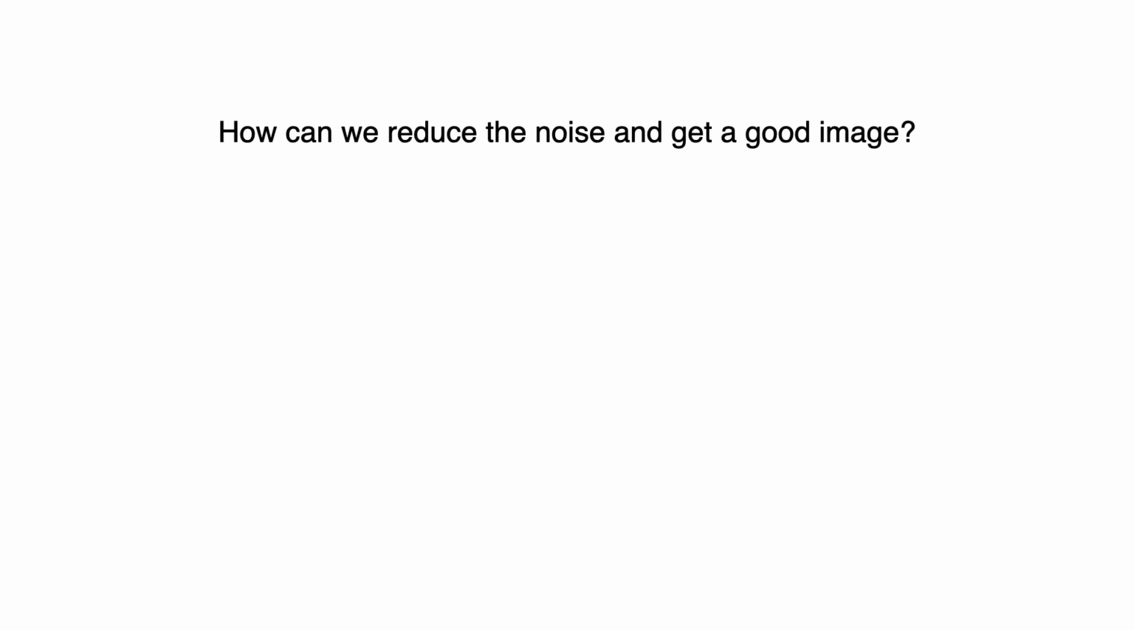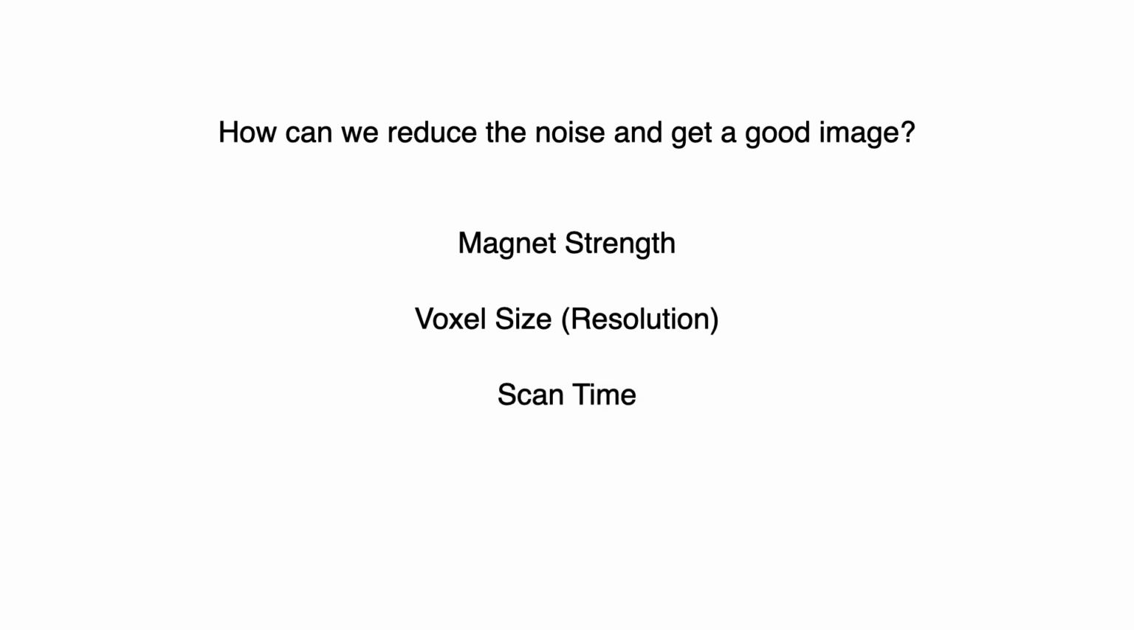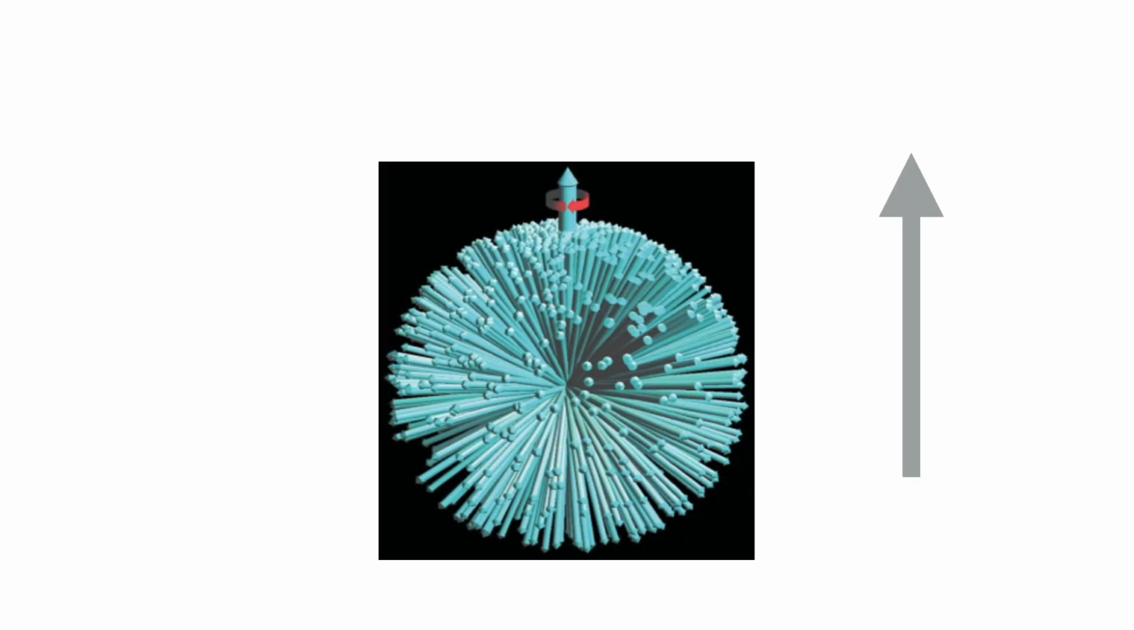So how can we reduce the noise and get a good image out? There are several ways to do this, and we'll discuss 3. We can change the strength of the main magnet, we can change the voxel size, and we could change the scan time. So here, recall that with the presence of an external magnetic field, the magnetic vectors of each of the hydrogen atoms ever so slightly align with that external magnetic field. Here I'm drawing in blue just the net magnetic vector. And if we increase the strength of the external magnetic field, then we also increase the amount of alignment of the magnetic vectors from the hydrogen atoms, so we get a larger magnetic vector for our voxel.